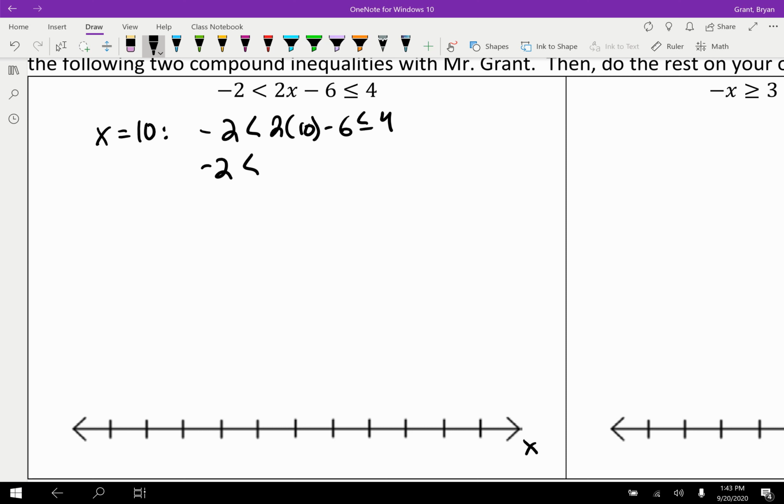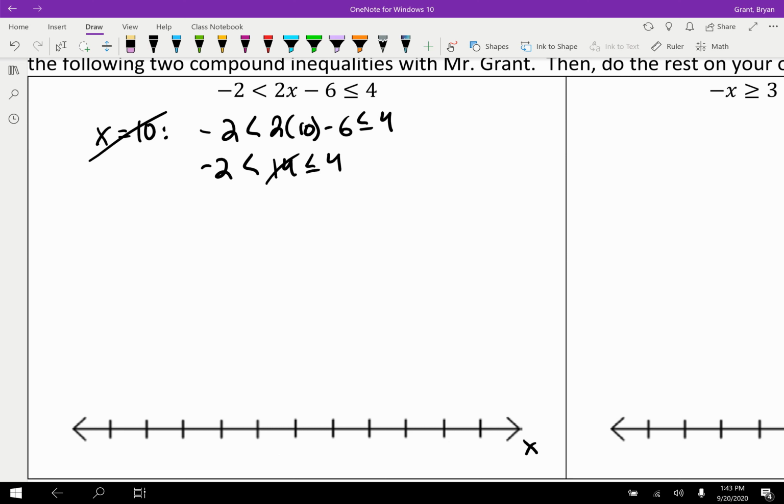And then help me out with some mental math. 2 times 10, 20. 20 minus 6, 14. And so we see if we're right. Is 14 a number that's in between -2 and 4? Oh, no, I don't think 14 works, which means x equals 10 is not a solution. We're not going to shade 10 on this number line.